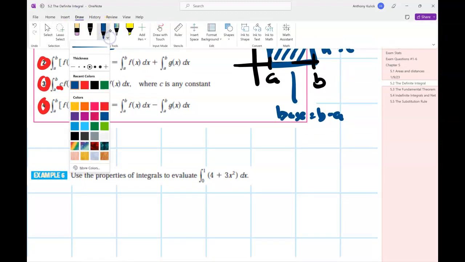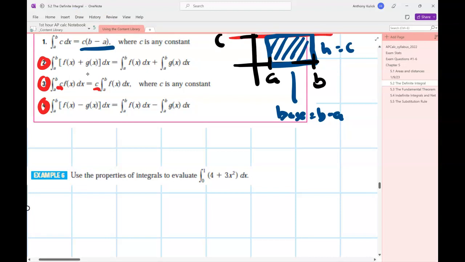So using these properties, we're going to now evaluate a complicated looking integral like this one, or relatively complicated.